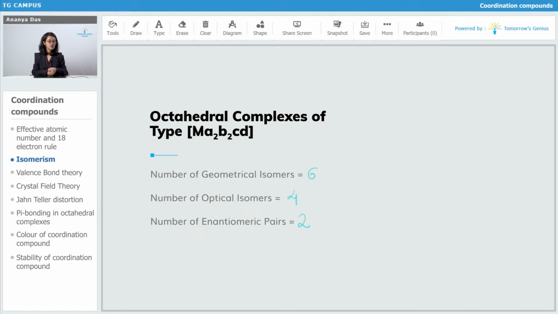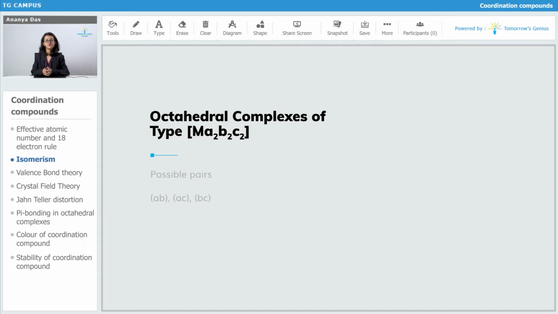Next, we come to the number of stereoisomers. Again, fill in the details you already know. This is 6, this is 4, this is 2. The total number of stereoisomers was equal to the number of optical isomers plus the optically inactive pairs. So that's 4, and the optically inactive pairs were also 4. So 4 plus 4 is equal to 8. So these are all the total possible geometrical isomers, optical isomers, enantiomeric pairs and stereoisomers possible for the complex Ma2B2CD.